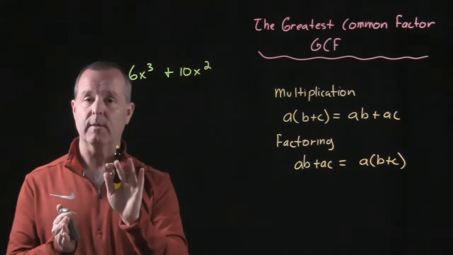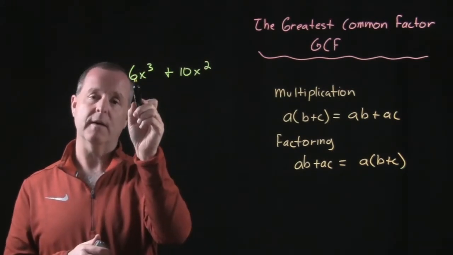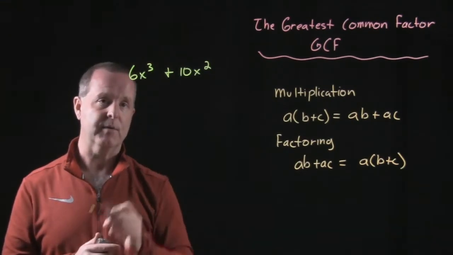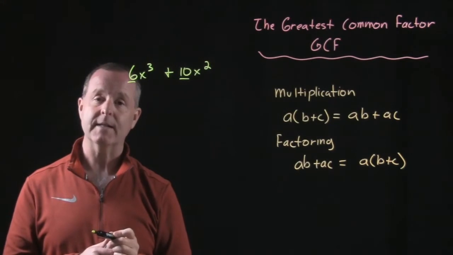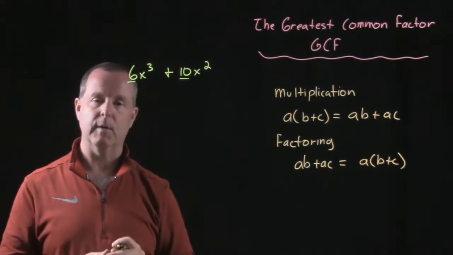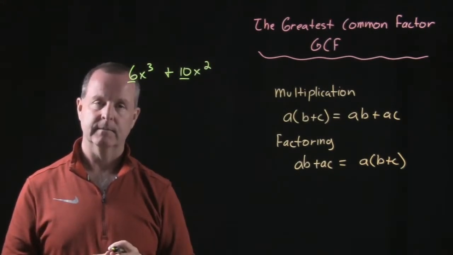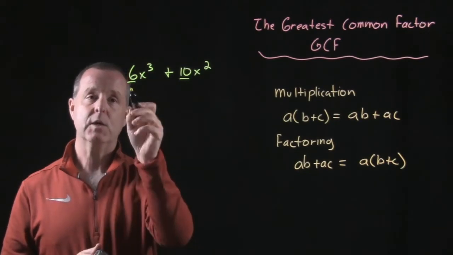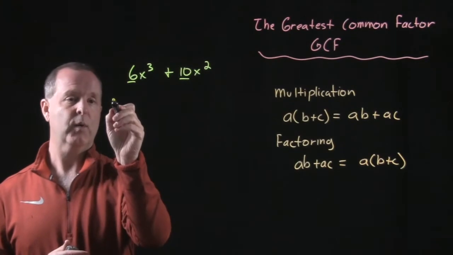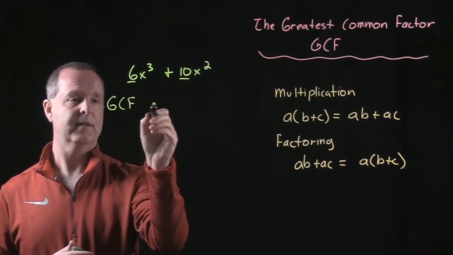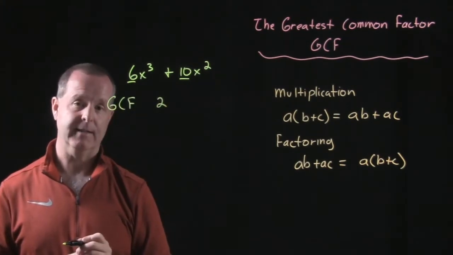Well, first of all, we start with the coefficients. Coefficients are the numbers prior to the variables, so the 6 and the 10. What's the greatest common number that goes into both 6 and 10? 2. You're right. 2 evenly goes into 6, 2 evenly goes into the 10. So my greatest common factor has a 2 in it.